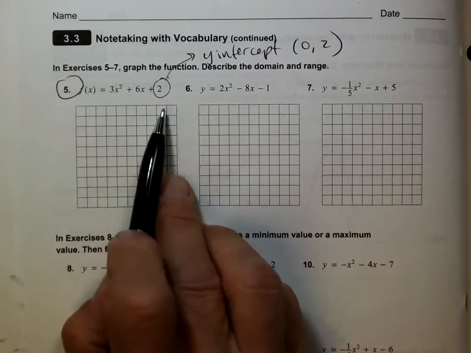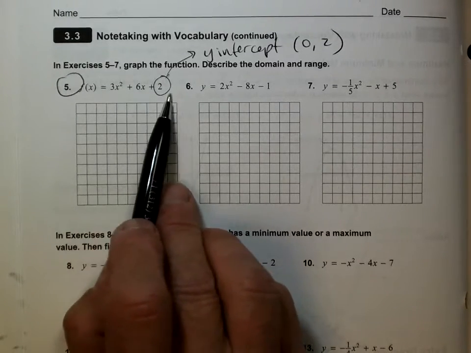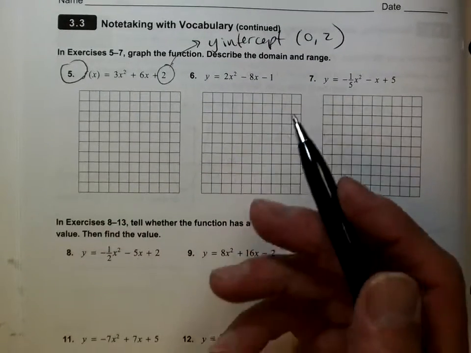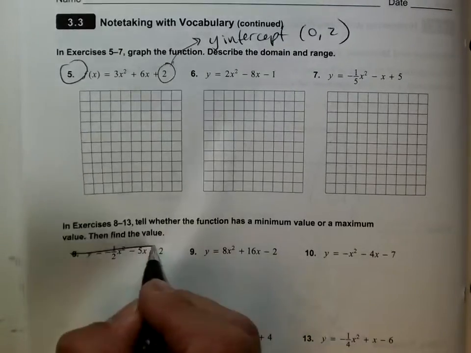The reason that works is because Ben asked a really good question. If x is 0, you wind up with 2. Everybody agree with that? So now, let's find the vertex. I'll work down here because I need room. We'll just scratch that out.